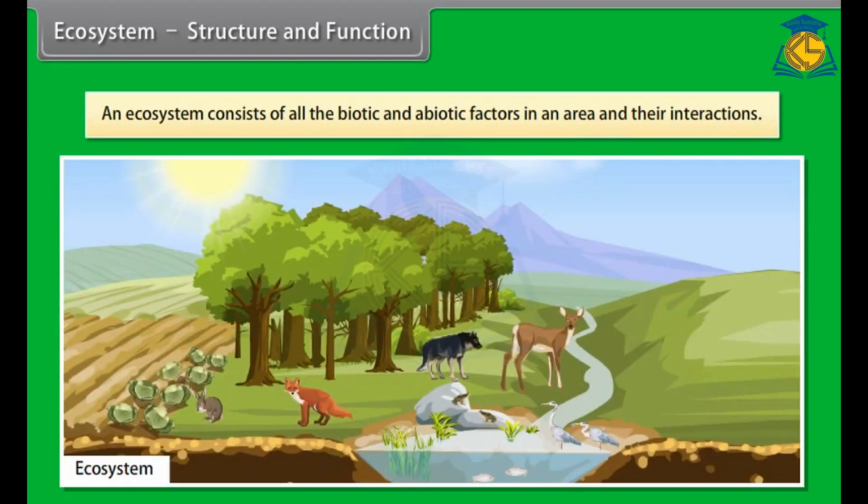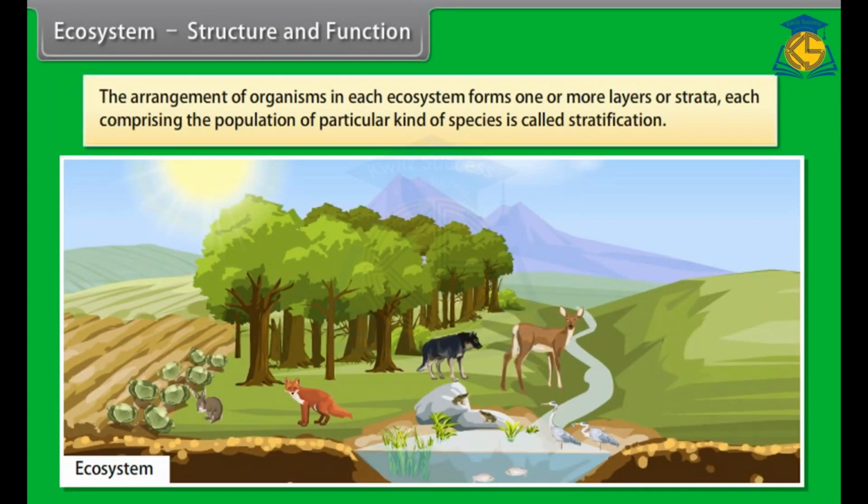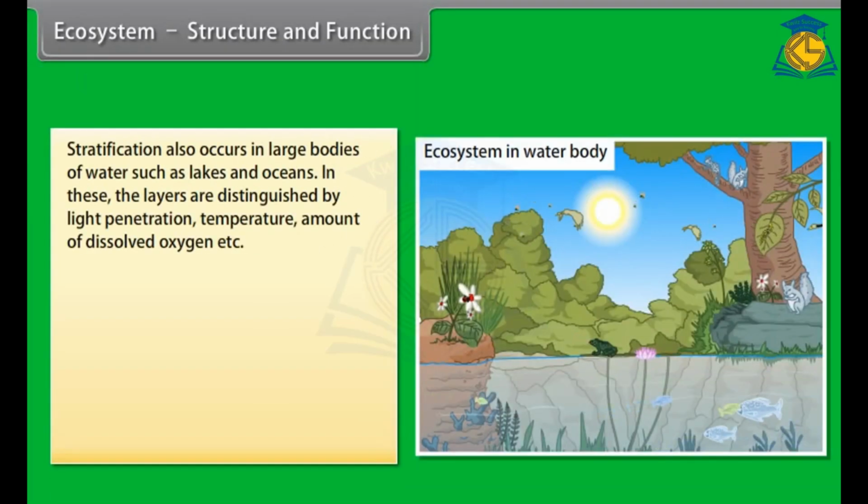Ecosystem, structure and function. An ecosystem consists of all the biotic and abiotic factors in an area and their interactions. The arrangement of organisms in each ecosystem forms one or more layers or strata, each comprising the population of a particular kind of species, called stratification. Stratification also occurs in large bodies of water such as lakes and oceans. In these, the layers are distinguished by light penetration, temperature, amount of dissolved oxygen, etc.